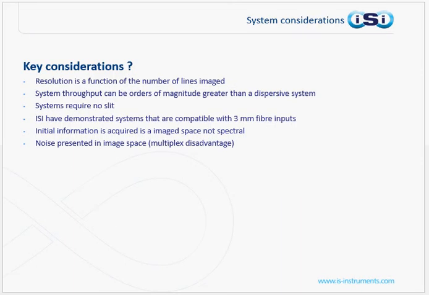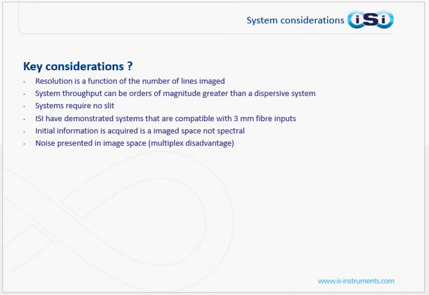So what are the key considerations when thinking about using a static Fourier transform device? Well, first, the resolution is a function of the number of lines imaged, not the slit width. System throughput can be several orders of magnitude greater than in a dispersive system, and the systems require no slit. In fact, ISI have demonstrated systems with full operation compatible with 3mm fibre inputs, giving them up to 500 or even 1,000 times greater throughput than a classic Czerny-Turner device, for example.